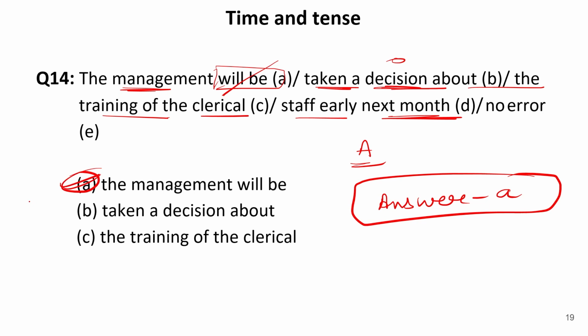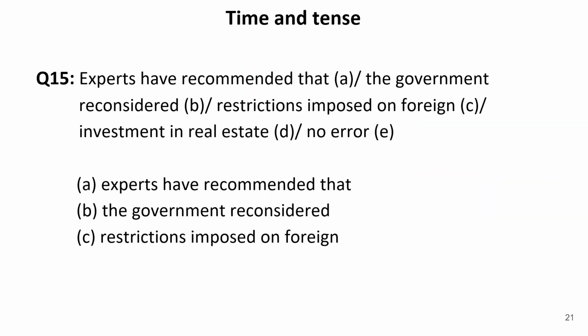We need not rectify it. We just have to find out the part that contains the error. Well, it can be replaced with "will have taken a decision" or "the management has taken a decision". Now let us move to the next one. Now this is question number 15. Experts have recommended that the government reconsidered restrictions imposed on foreign investment in real estate.